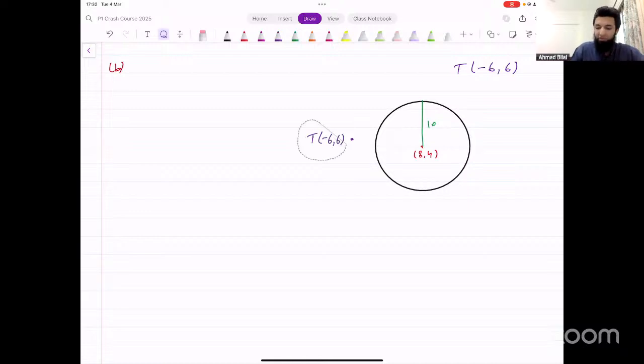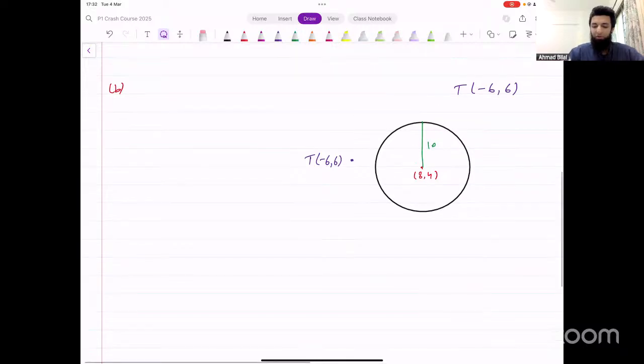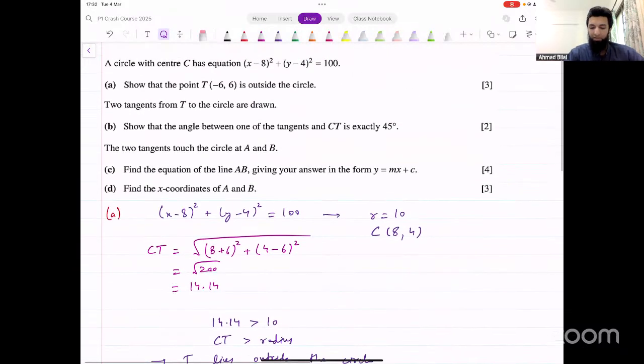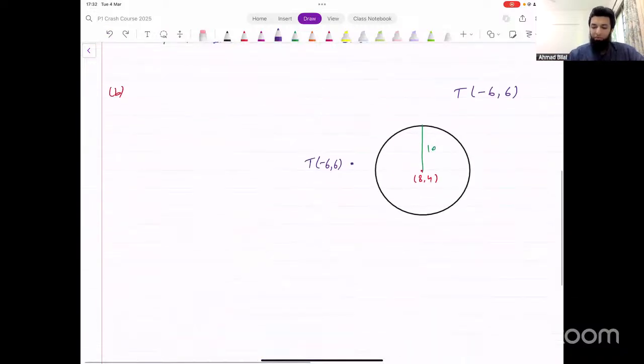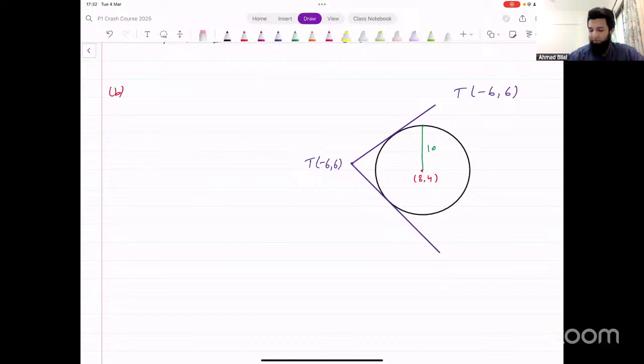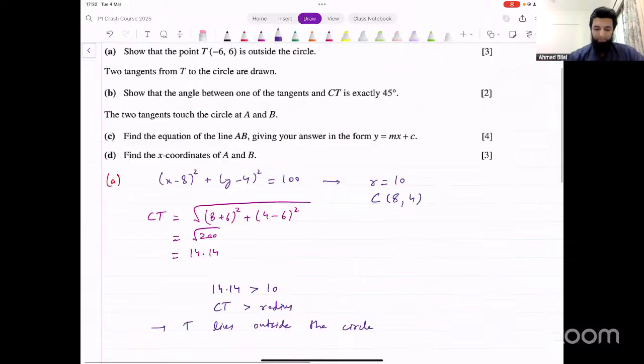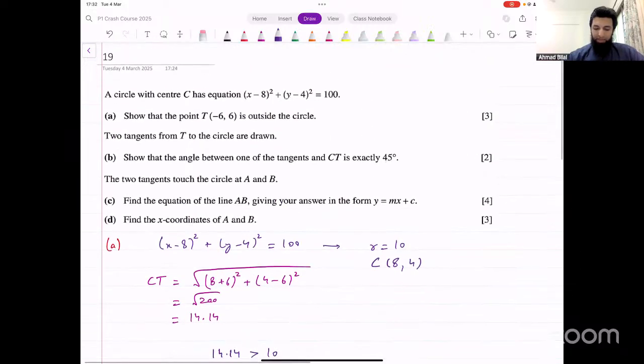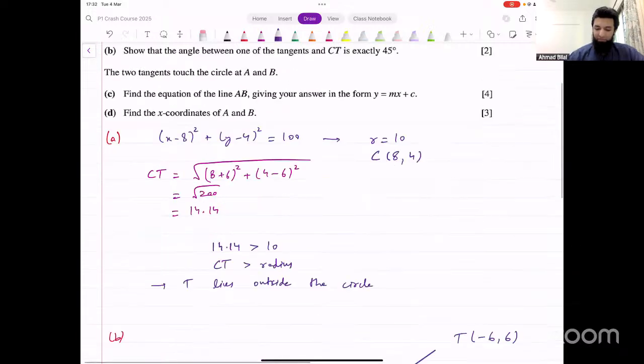That's the situation. Now, two tangents from T are drawn. They're saying two tangents from T to the circle are drawn. Where are those two tangents going to be? One on the upper side and one on the lower side. This is one tangent. And then this is another tangent. These are the two tangents that we have. Okay. Show that the angle between one of the tangents and CT is exactly 45.